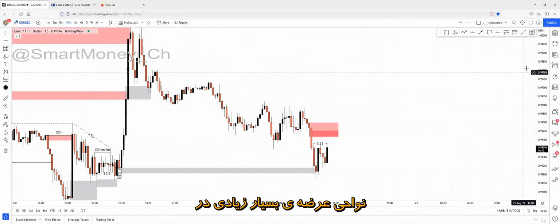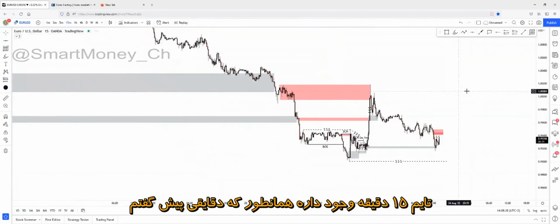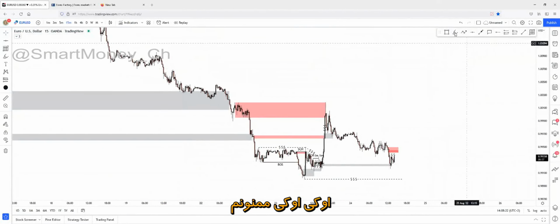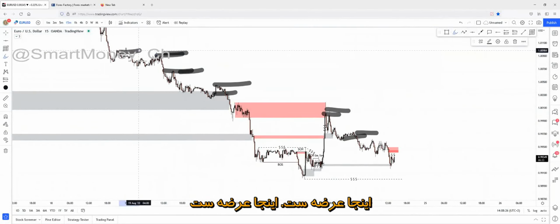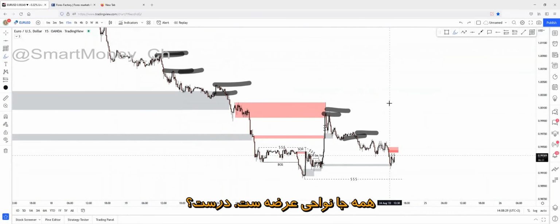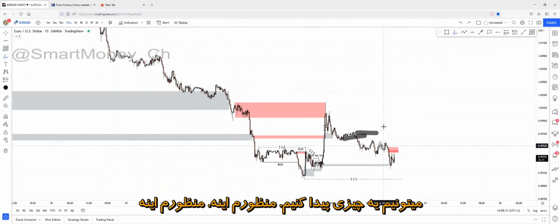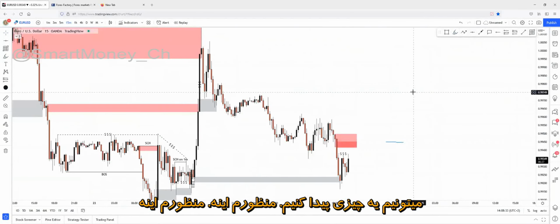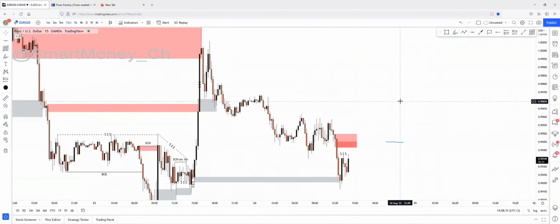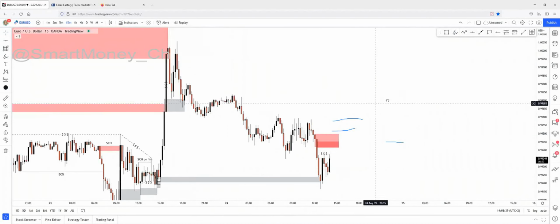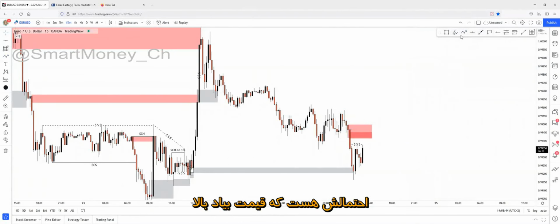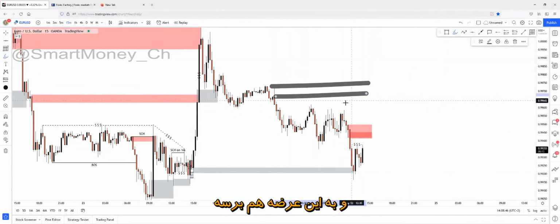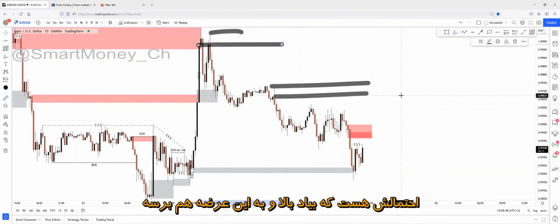There are loads of supply zones on the 15-minute, as I explained minutes ago. Here's supply, here's supply, here's supply, everywhere supply zones, right? We can find supply zones. Of course, there's a chance that price will come up to this supply too.